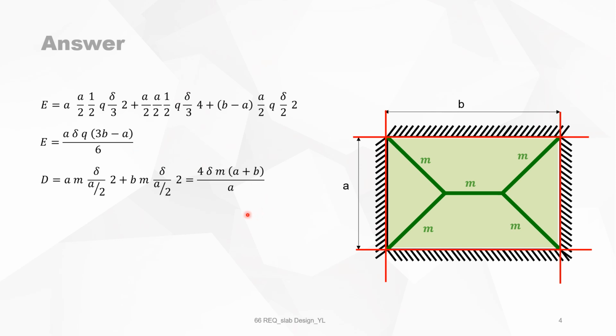When you work this out, you will have this expression for the work done by the internal forces. Now, E must be equal to D, and from this equation we get M, and M is Q A squared over 24 times a ratio, which only depends on the geometric characteristics of the slab.